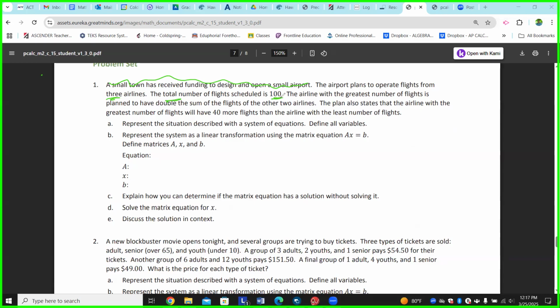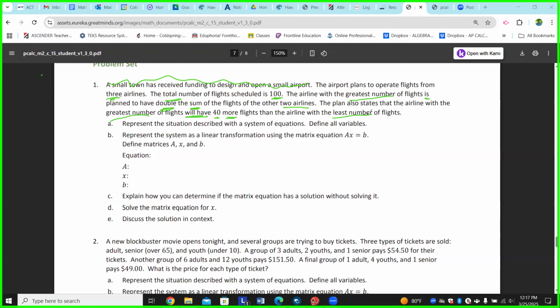The airline with the greatest number of flights is planned to have doubled the sum of the flights of the other 2 airlines. Also seems important. So airline with the greatest number of flights is always important. Doubles the sum of the other 2 airlines. Then it goes, the plan also states that the airline with the greatest number of flights will have 40 more flights than the airline with the least number of flights.